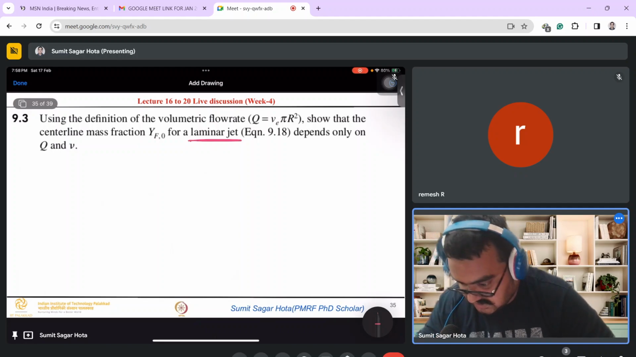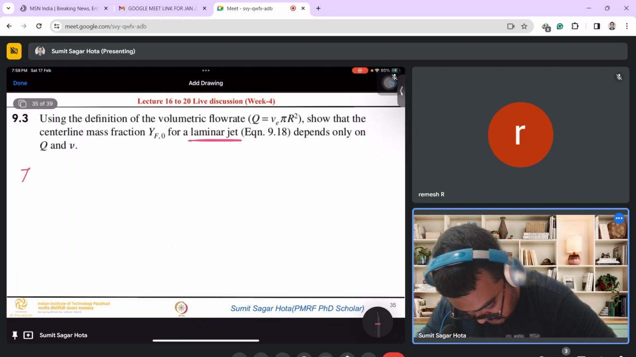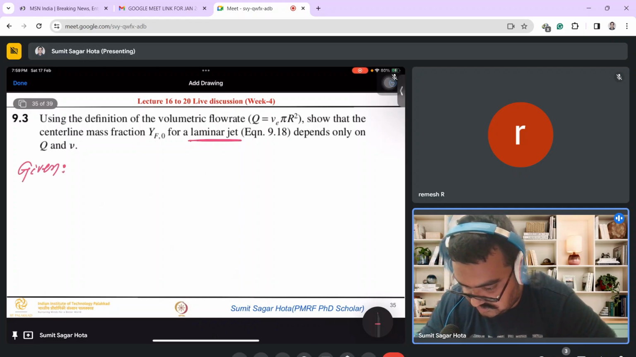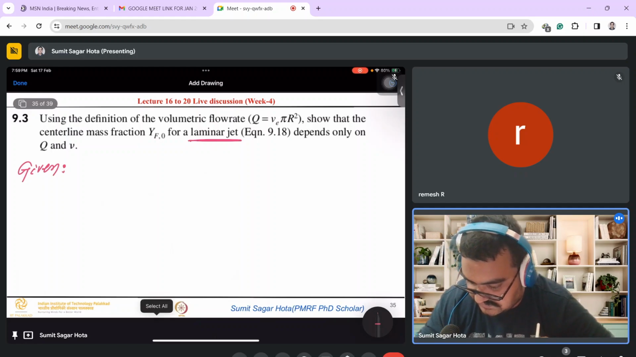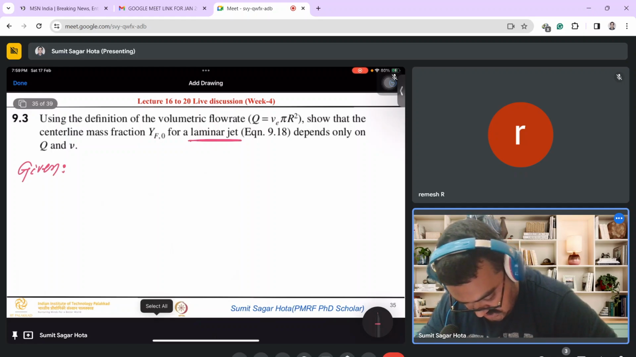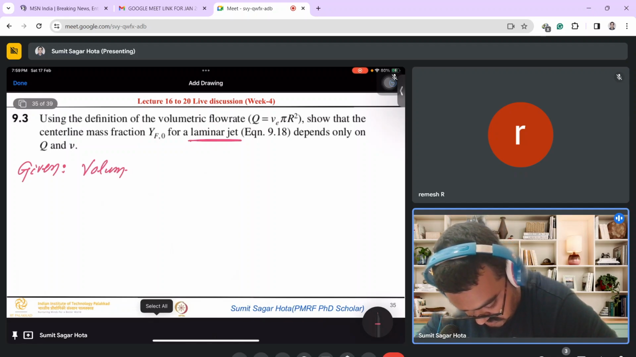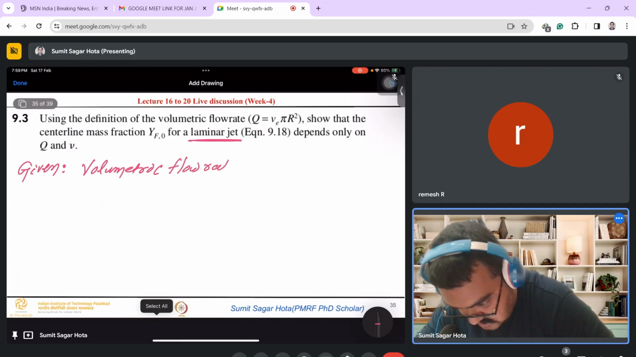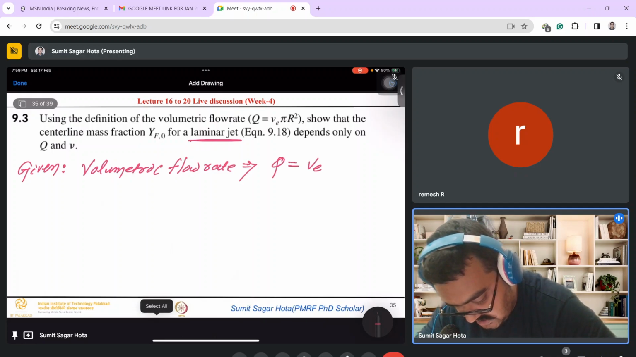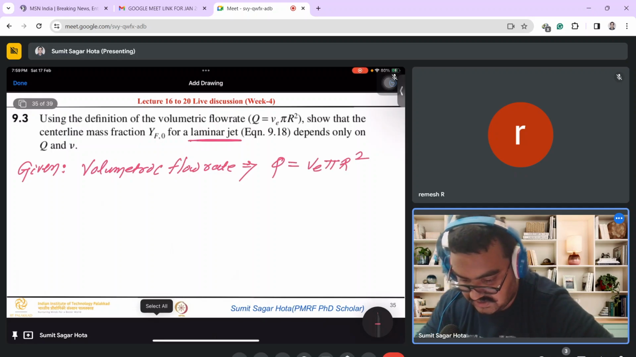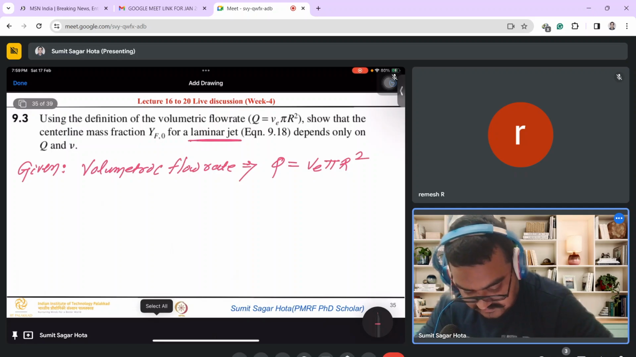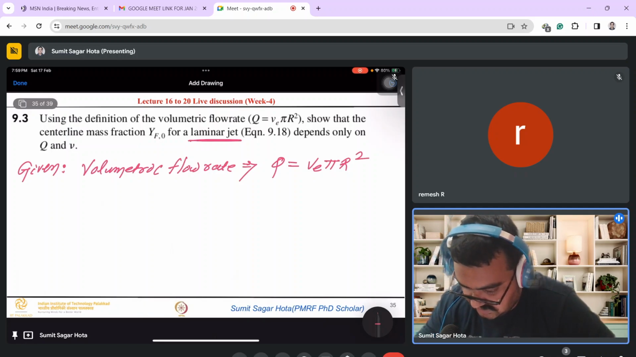So that's all the case. This is a very simple question, we just quickly go through it, and some more questions of chapter 9 we can cover in the next section. This is the last question of this section. So the volumetric flow rate Q is equal to V_e into pi r square. It's a very simple formula: the exit velocity into the area, V into A.